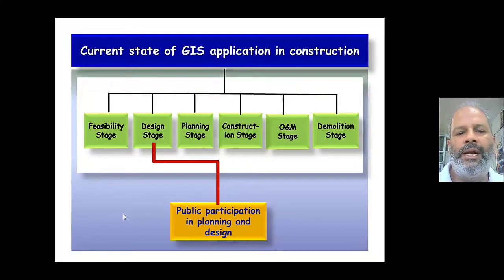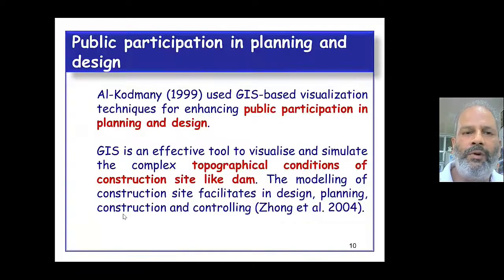So the second stage, that is the design stage, very limited application of GIS has been reported in this design stage, that includes public participation in planning and design. Actually, whenever we take some decisions while designing a particular facility or utility, the public participation in decision making is ensured by the use of GIS. So the GIS-based visualization technique helps in enhancing this public participation in planning and design.